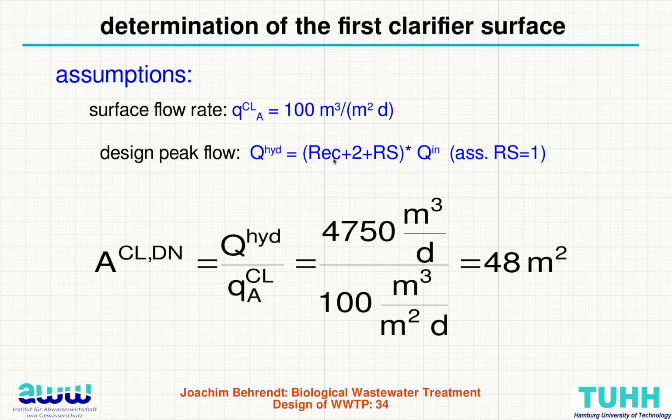But we also have a higher recirculation. Here we have 2 times Q in as the hydraulic load. We have the return sludge that we bring back from the clarifier, and we have the recirculation rate. Assuming the return sludge is also 1, this ends up in 4,750 cubic meters per day, and 48 square meters. More or less like a normal clarifier we had before.